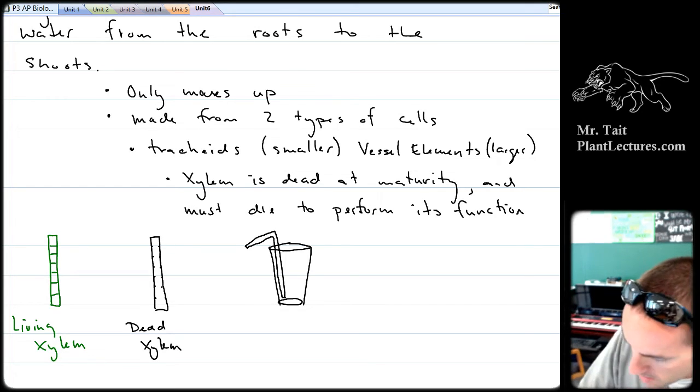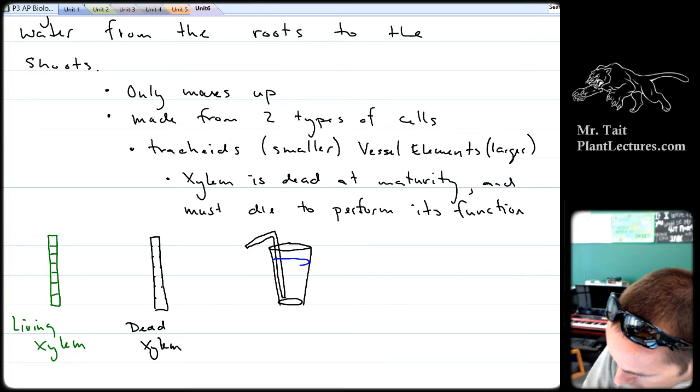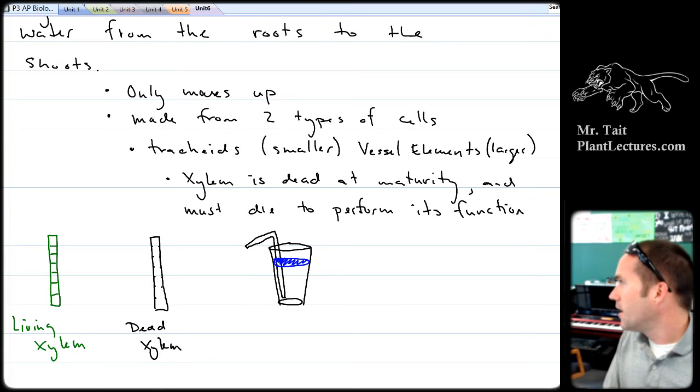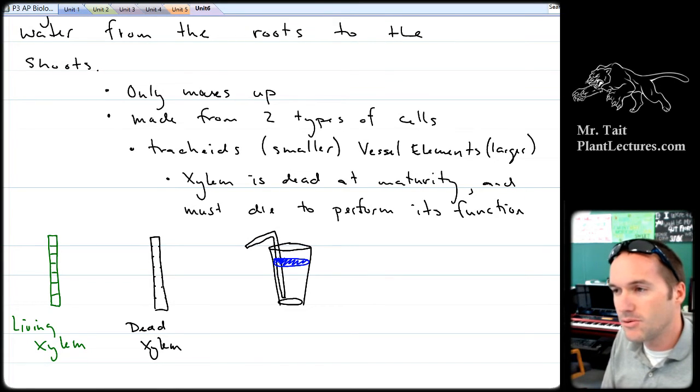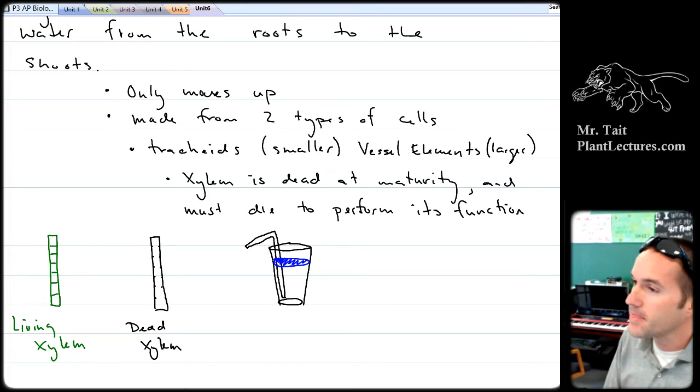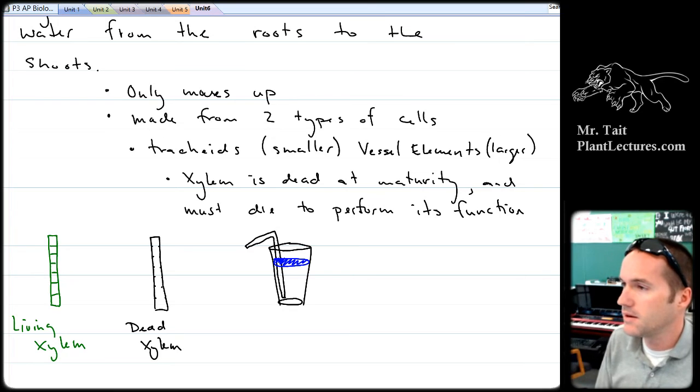And the question becomes, I think you guys all know how to make a straw function, I hope. But how are you doing it? What's actually happening? Yeah. Pressure is higher on the outside, and how do you make the pressure higher on the outside? Lower the pressure on the inside. Yeah, you lower the pressure in your mouth.